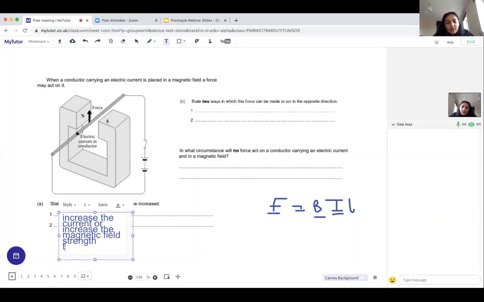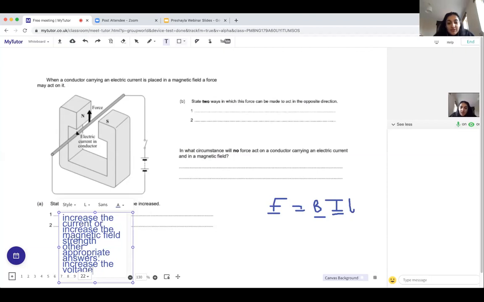Other appropriate answers would have been increase the voltage going through the circuit, which would increase the current. It's a different way of saying increase the current, but you should try to say increase the current, not increase the voltage.